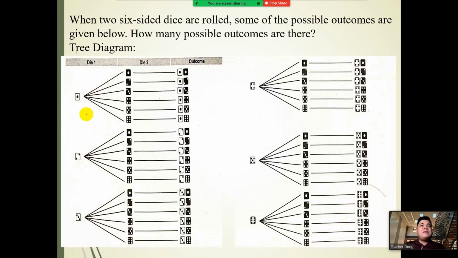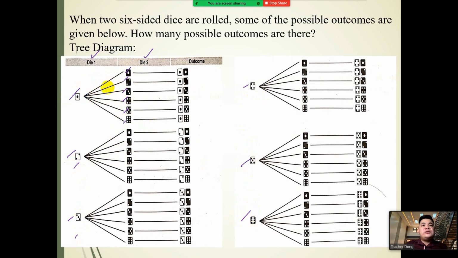So for tree diagram, if we have die 1, we will partner it to die 2. So how many possible partners do we have for die 1 to die 2? So for die 1, we have the 6 spaces: 1, 2, 3, 4, 5, and 6. So as you can see, for the first phase, we're going to partner it to the 6 possible ways of the second die. Same thing with the other 2, 3, 4, until you reach 6.